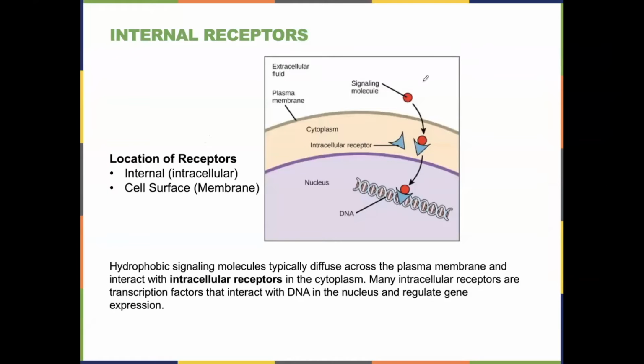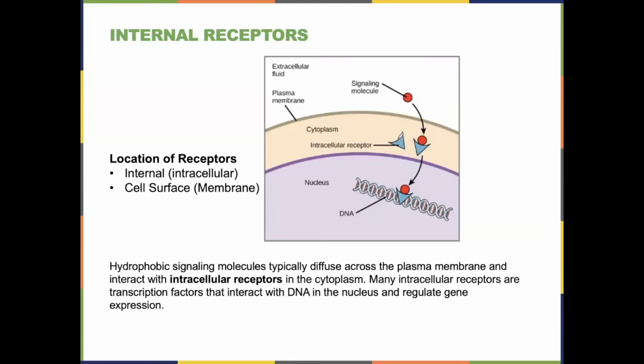There are different kinds of receptors that cells have. And in the previous slide, we showed a receptor that was on the plasma membrane on the exterior of the cell. But there are sometimes receptors that are actually found inside of cells, internal receptors, like this.